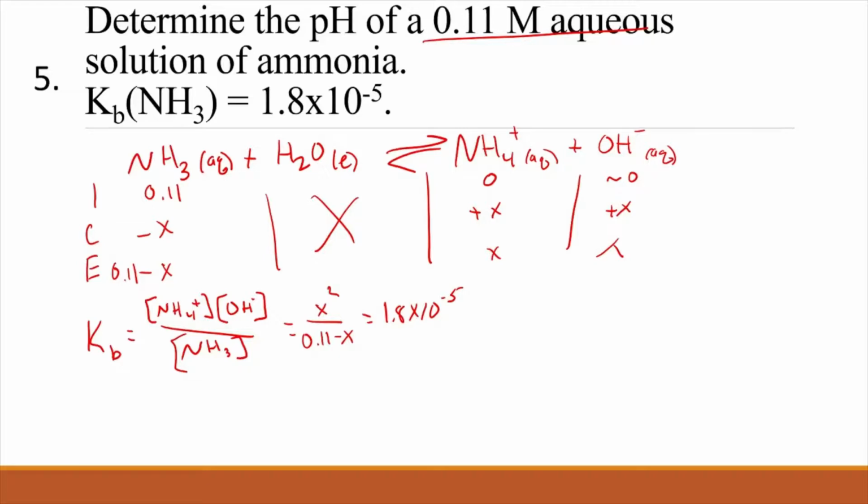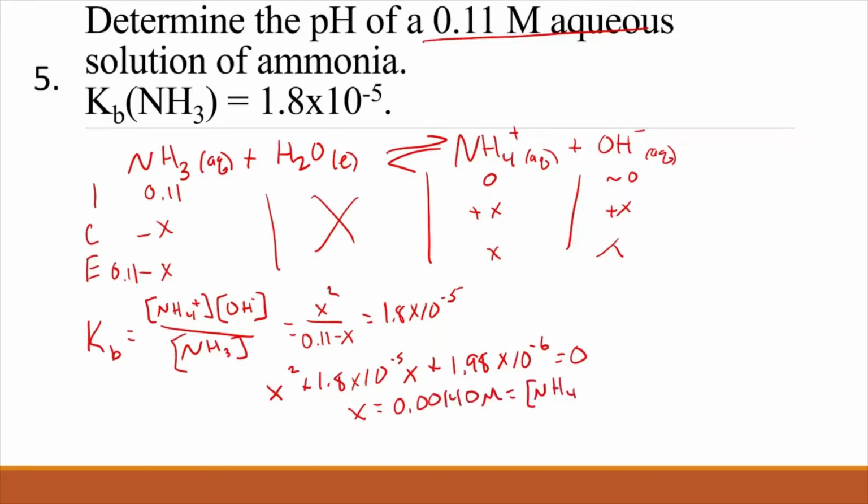Okay. And so then we end up getting a quadratic of X squared plus 1.8 times 10 to the negative fifth X plus 1.98 times 10 to the negative 6 is equal to 0. So you get that X is equal to 0.00140 molar, which is the amount for ammonium and for hydroxide.